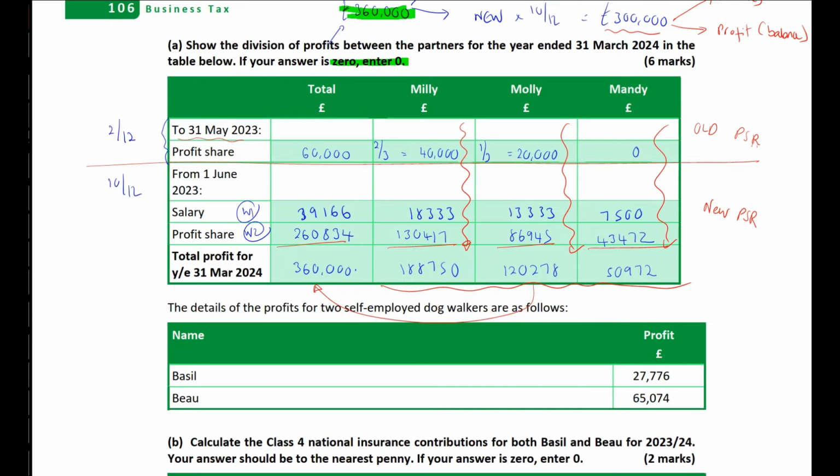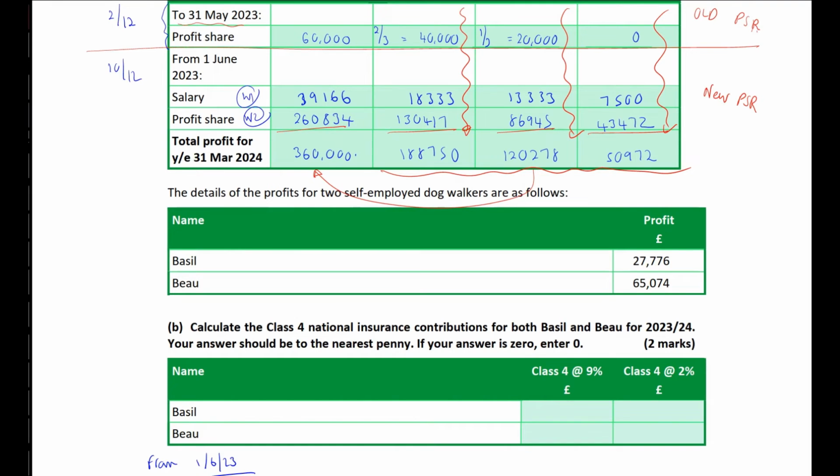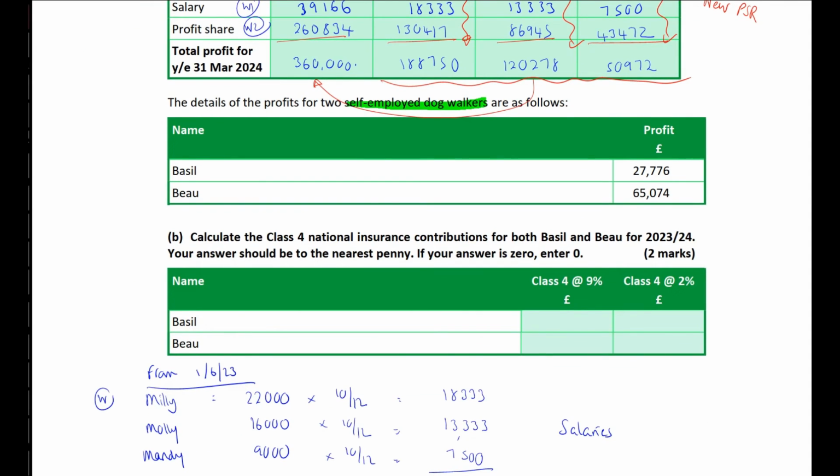Okay, so that is part A completed. Part B, which I quite like, the way that they do this, then is not in any way related to part A. So if you've made mistakes on part A, you've got a whole new shot at the question when you move on to part B. Completely different people, different business. So you can put part A behind you if you feel like it's gone a little bit wrong and start afresh with B. But here are the profits of two self-employed dog walkers, Basil and Bo.